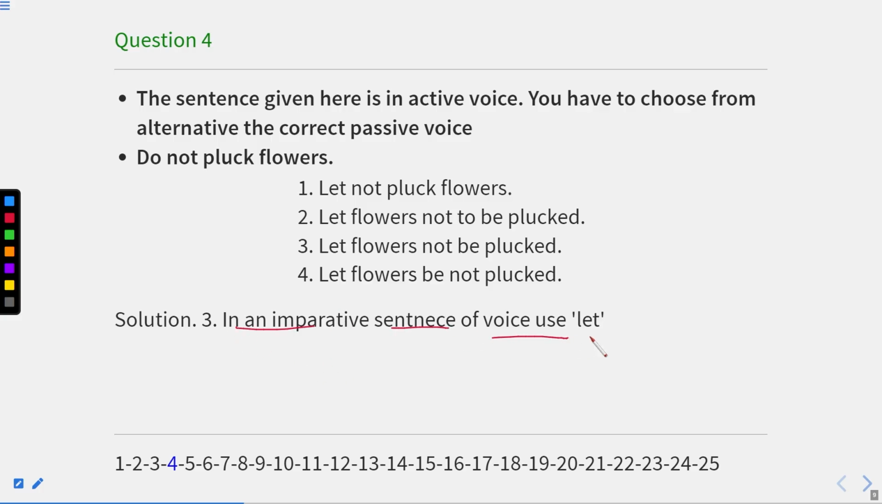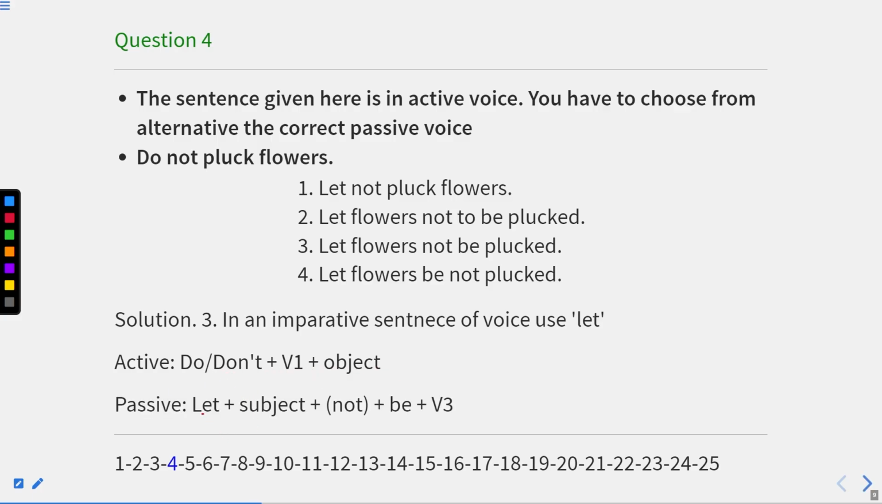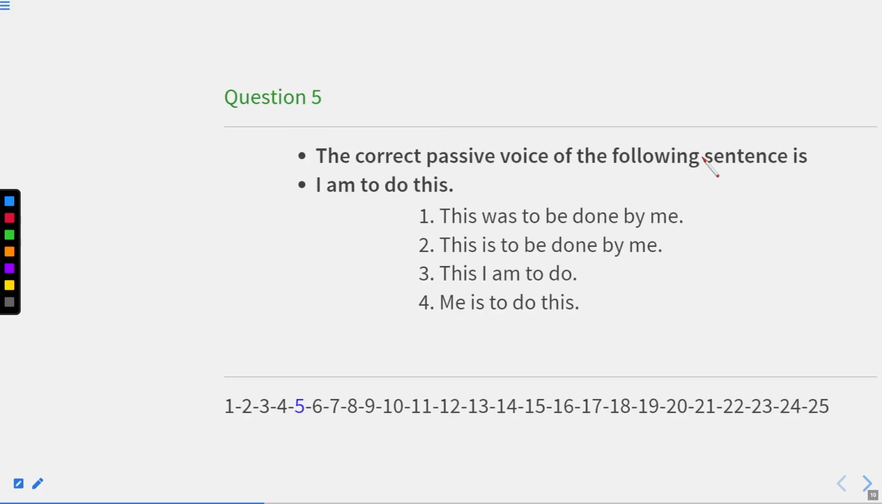In an imperative sentence, the voice uses let. Do or don't plus verb 1 plus object, this is active, and passive is let plus subject plus not plus be plus verb third form. So this should be the structure of the passive voice. So here, according to this, third will be the correct answer, because we do not need not to be. Therefore, let flowers not be plucked is the correct structure of passive voice for this question. Okay, now let us move to the next one.